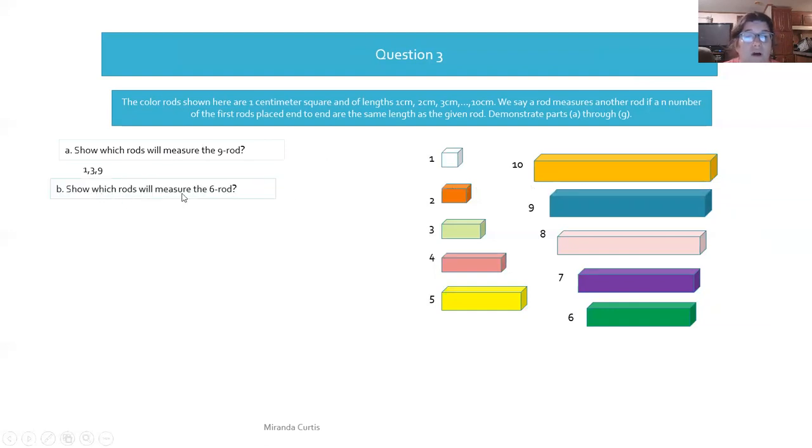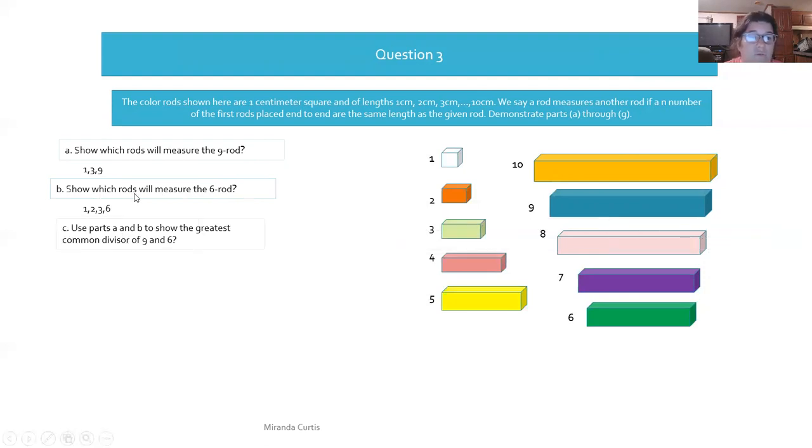It says, show which rods will measure 6. Again, we're going to do the same thing. What gives us 6? We're going to do 1, 6, then we'll do 2 and 3. And look, there they are. It's just that simple. I didn't think it was that simple until I read the stuff. It really is that simple.